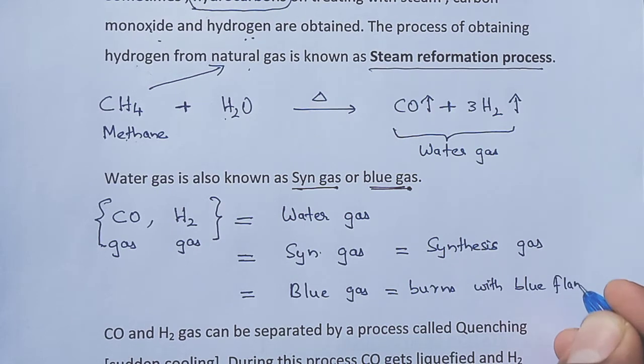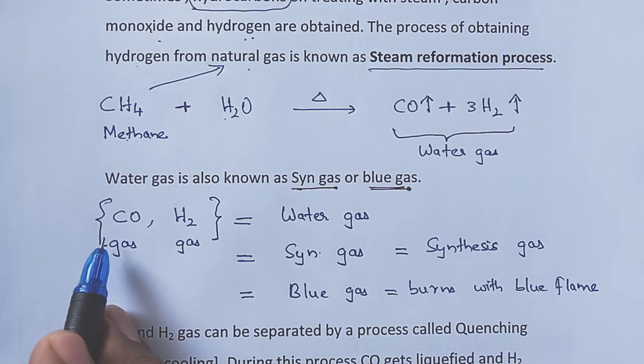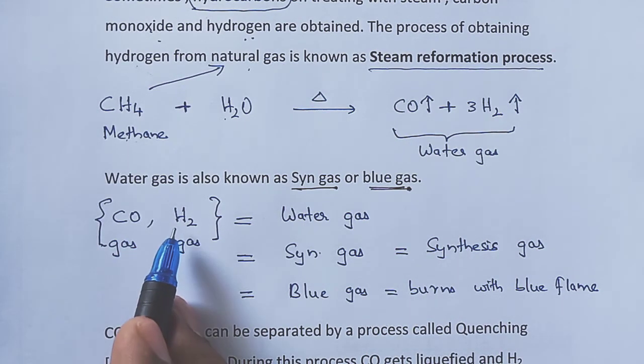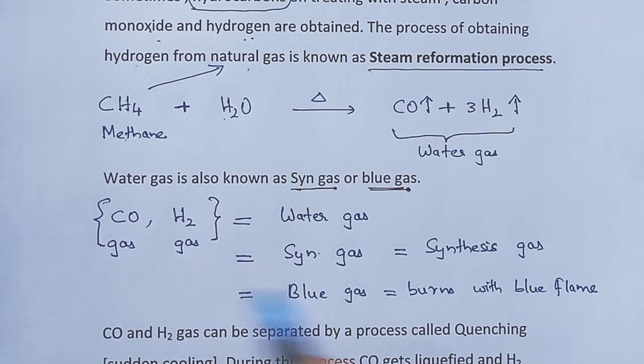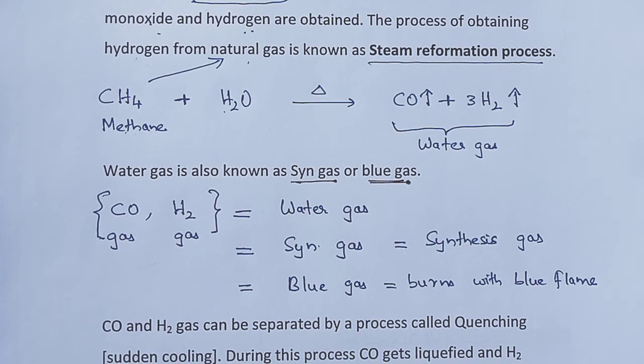Why? Because carbon monoxide burns with blue flame. Hydrogen gas also burns with blue flame. The total mixture also burns with blue flame. That is why it is called blue gas. So the other names of water gas are syngas and blue gas.